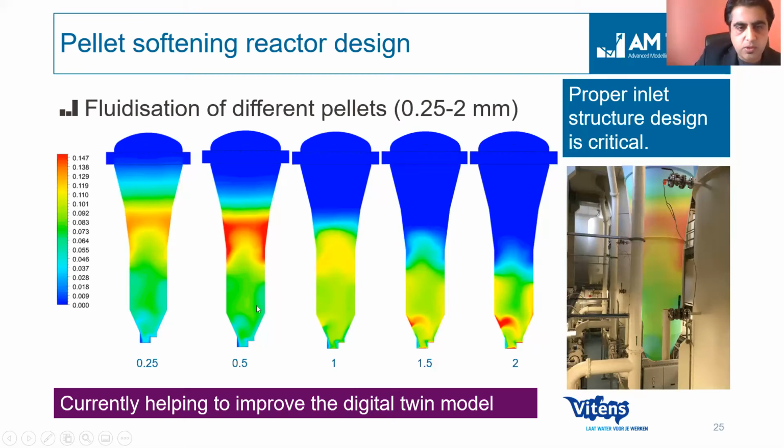What we are currently doing with this model is helping to improve the digital twin model, which Vitens have already worked on, to really include the precipitation of the system. We will provide them with a more realistic flow distribution. Because if you don't have the CFD simulation, you cannot predict whether your system is really plug flow or more like a CSTR at the bottom. So the network of the flow can be derived from the CFD simulations, and that's where we are helping Vitens in creating their next level digital twin for this purpose.